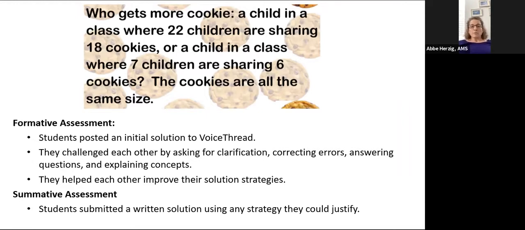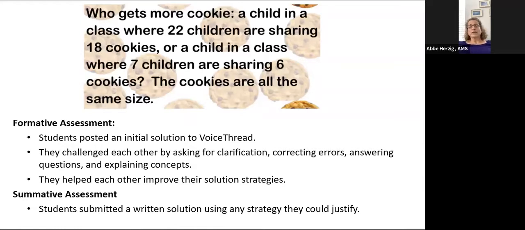So this is the problem I gave them. Who gets more cookie? A child in a class where 22 children are sharing 18 cookies, or a child in a class where 7 children are sharing 6 cookies? The cookies are all the same size. Now, you've probably all figured this out by now, before I even finished reading the sentence. But for students who are being asked to justify every step, many of whom don't really understand the details of the math that they know how to perform, this can be kind of challenging.